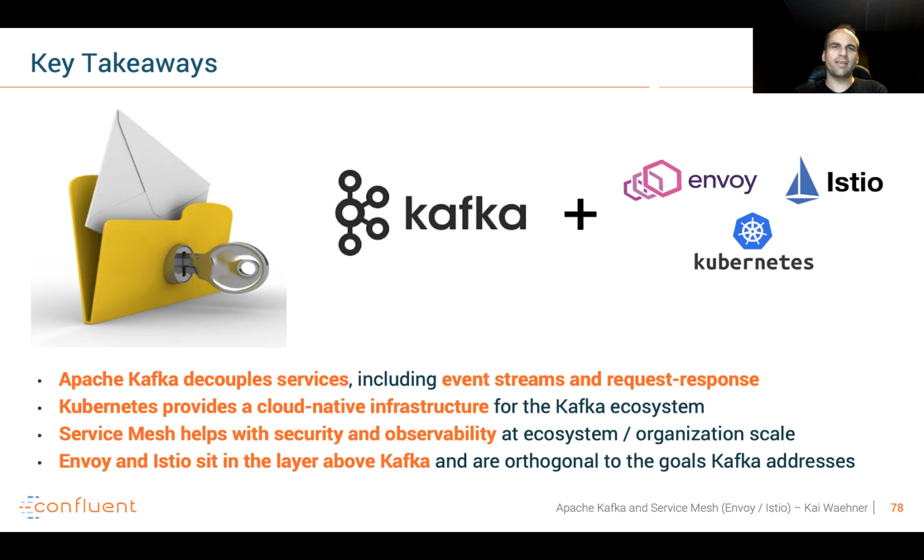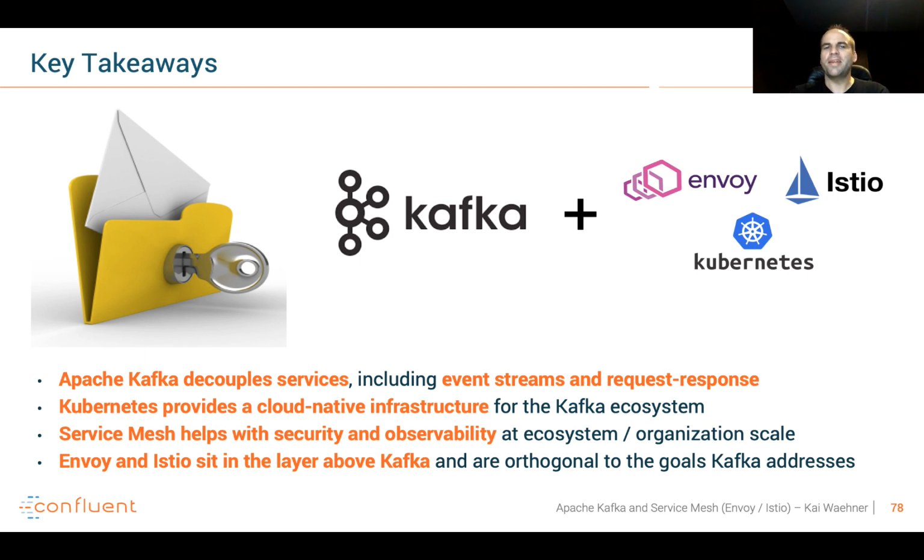So with that, let's come to the takeaways, which I mentioned in the beginning. Apache Kafka really decouples the different systems, and not just including event streams, but also other communication paradigms like request response. Kubernetes provides the cloud-native infrastructure you need for the Kafka ecosystem. You have learned about the Kafka operators, which provision and automate and manage Kafka in the ecosystem for you on Kubernetes. And you also learned that more or less Kubernetes is the way to go today.